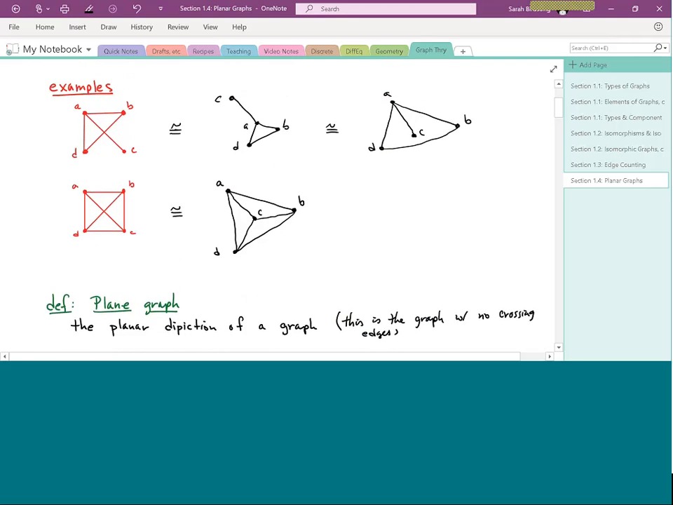And just as a heads up, if it helps to remember this, the word plane in math is the formal term for being able to draw it on a flat piece of paper. A plane is the same thing as when we talk about an XY coordinate plane, that flat two-dimensional surface. Now, there are graphs that are not planar. There are graphs where there's no way to draw them so that the edges don't cross if you're drawing them on a flat piece of paper.